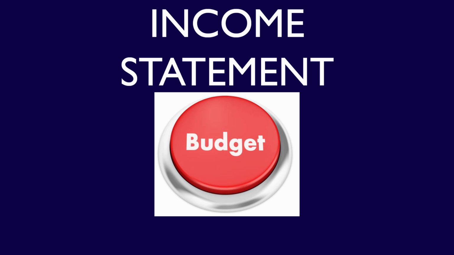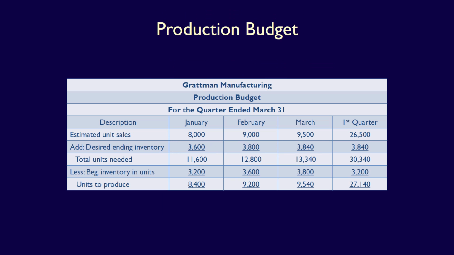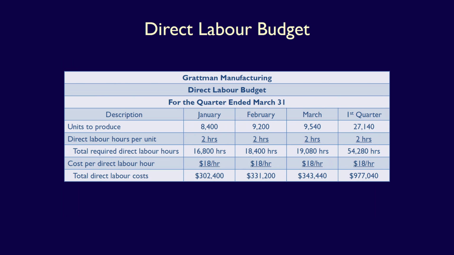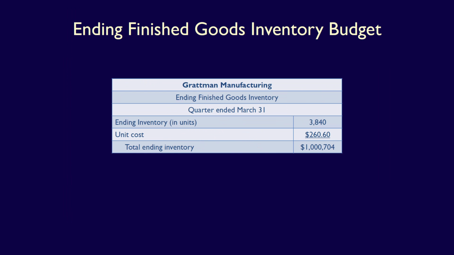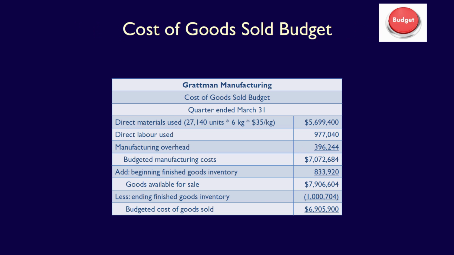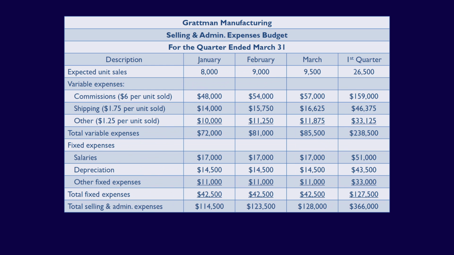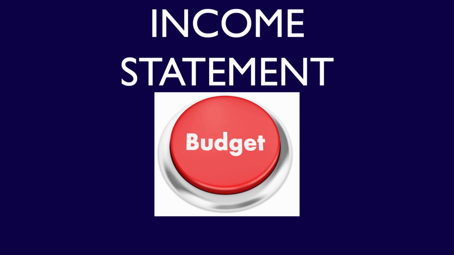We're getting closer to the end of our budgeting journey, and in this video, we'll be preparing the budgeted income statement. We've already completed the following budgets for Gratman Manufacturing Master Budgeting Process: sales budget, production budget, direct material budget, direct labor budget, manufacturing overhead budget, ending finished goods inventory budget, cost of goods sold budget, and the selling and admin expenses budget. We're going to use many of these budgets to produce the budgeted income statement.